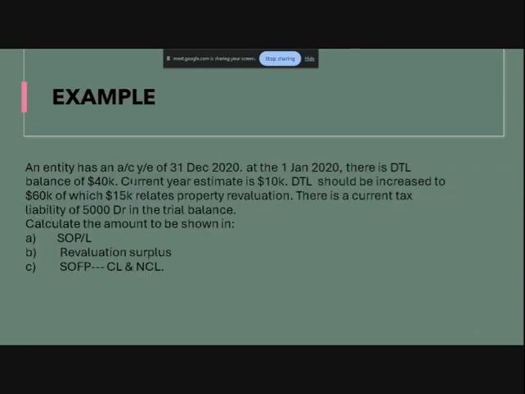Okay, so let's do this question. We have to calculate the amount which we should show in SOPL, what we should show in revaluation surplus, and what we should show in SOFP, current liability and non-current liability. So here we have an accounting year end of 31st December 2020, and on 1st January there is a DTL balance of 40K. So what is this DTL balance of 40K here?